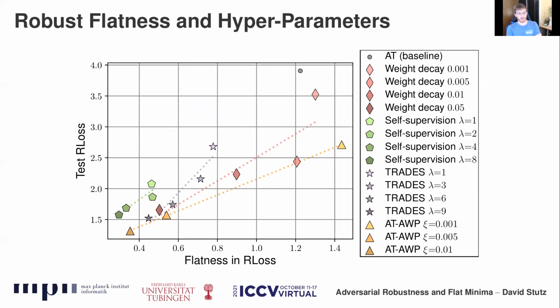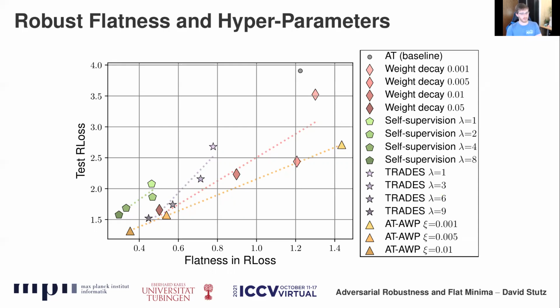This is confirmed when considering robustness and flatness across hyperparameters. Again, we show robust loss on the y-axis and flatness on the x-axis, and we highlight several selected adversarial training variants or regularization schemes in different colors. Hyperparameter settings are indicated using the shading and summarized in the legend on the right. For example, the robust test loss for TRADES in violet or AT-AWP in yellow depends strongly on their hyperparameters. But at the same time, better hyperparameters in terms of robust loss also correspond to flatter minima.